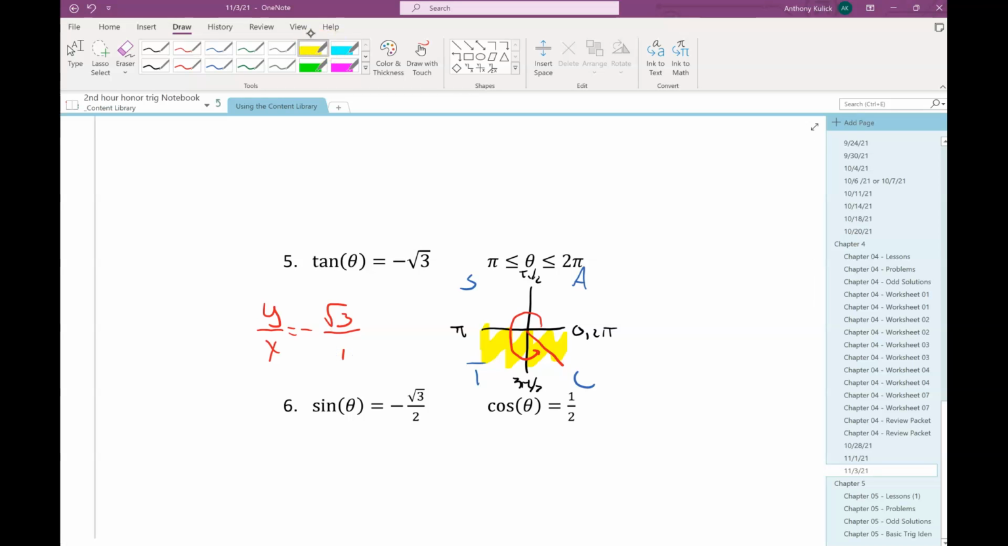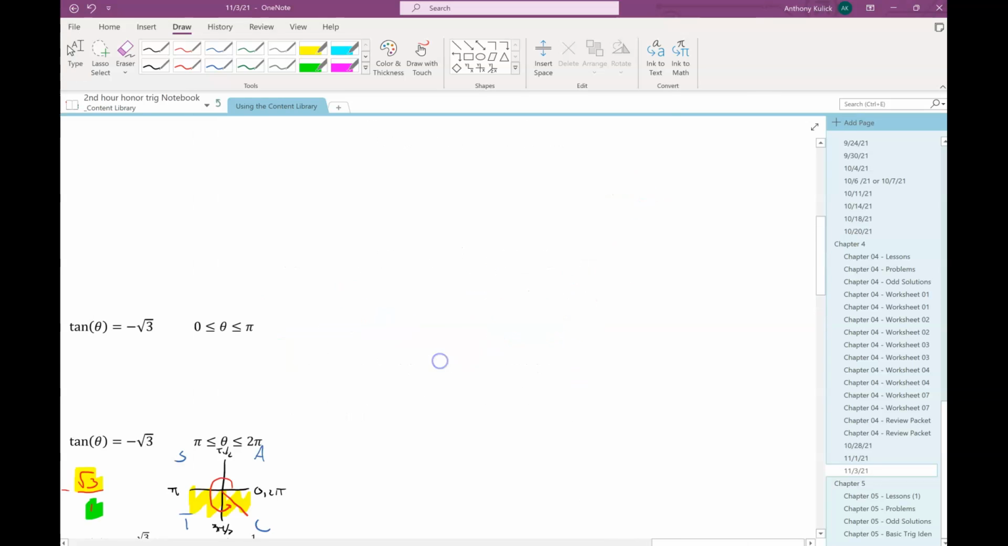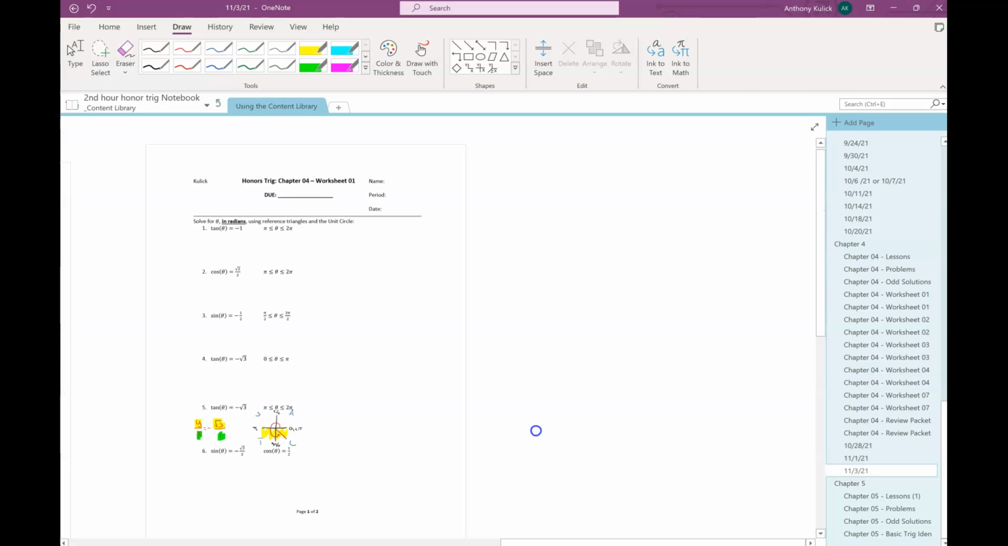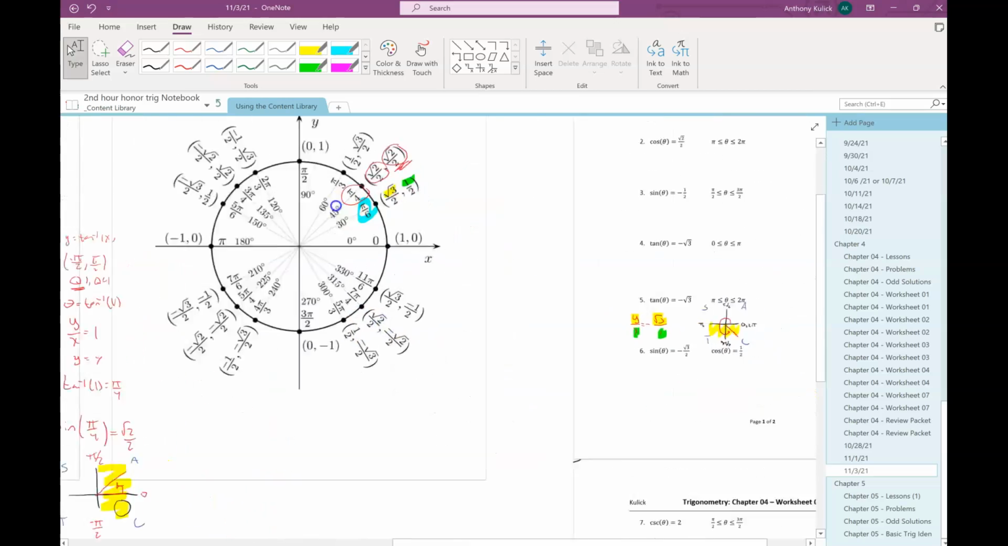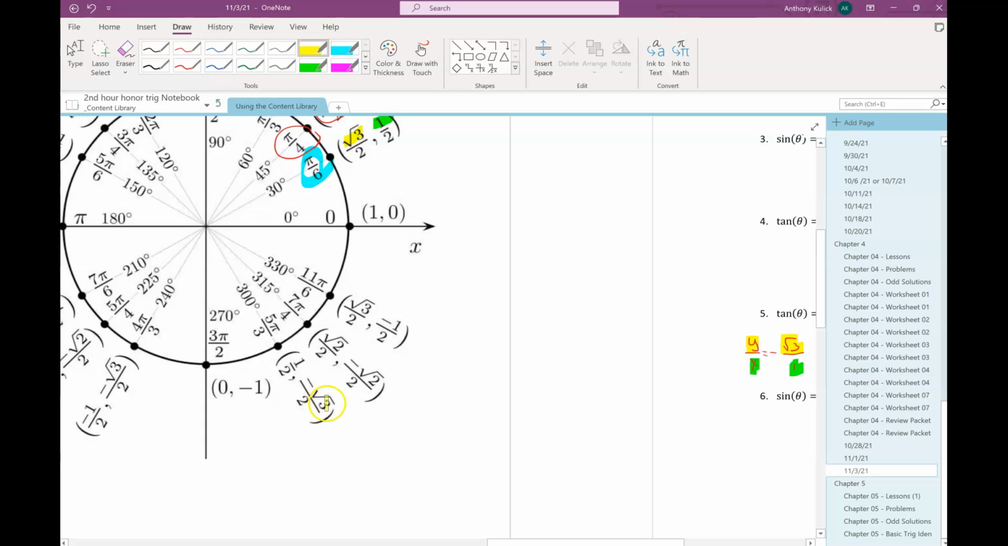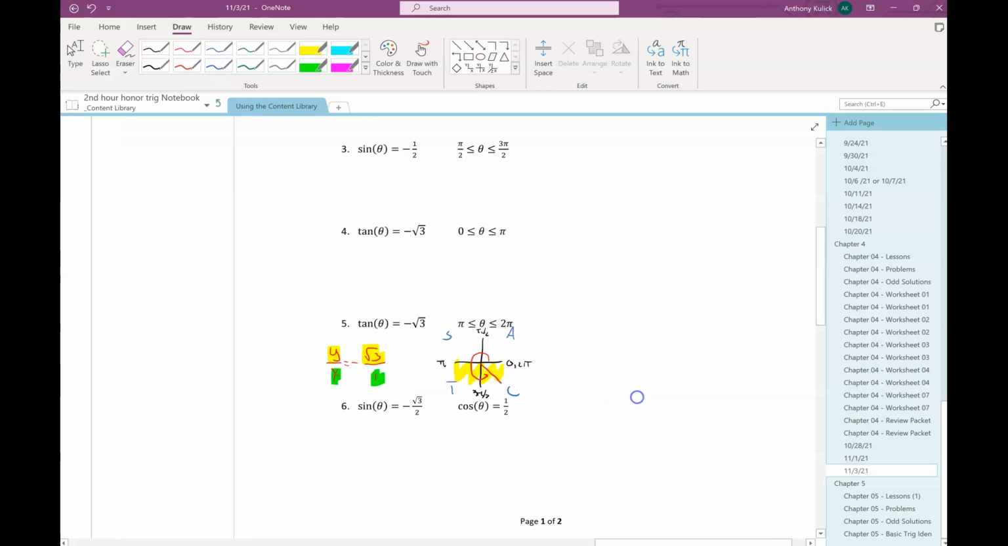So I'm going to go to quadrant 4, look for the place where the y has a root 3 in it and the x has a 1 in it. I don't care about the negative sign because I've already accounted for that by figuring out the quadrant that I need to look in. Where did that unit circle go? There it is. So we're in quadrant 4, y with a root 3 in it, and an x with a 1 in it. So we're looking at 5 pi over 3.